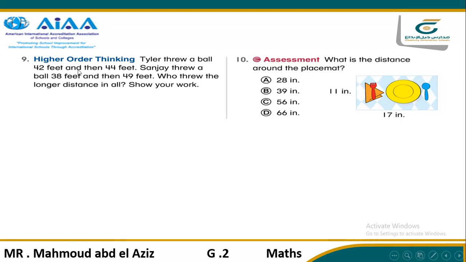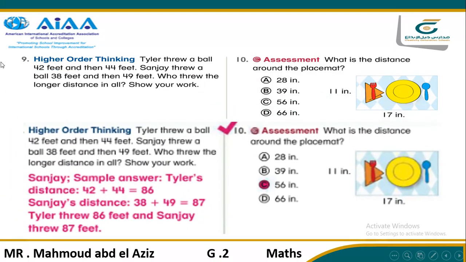So is that add or subtract? We write plus or minus here. Excellent. You will add them together to find the distance of the throws. So 42 plus 44 first, and then the same idea here, 38 plus 49. The first distance will be 42 plus 44, which equals 86. And the second distance will be 38 plus 49. When you add them together, 8 plus 9 equals 17. Do you remember? 7 and carry 1 here. 1 plus 3 equals 4, and 4 plus 4 equals 8. So Tyler threw 86 feet and Sanjay threw 87 feet.